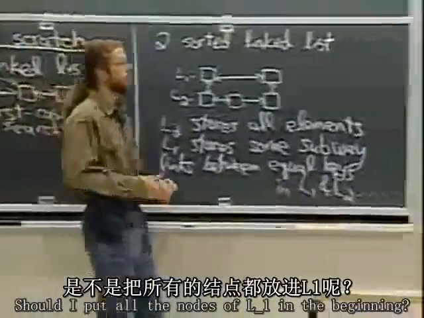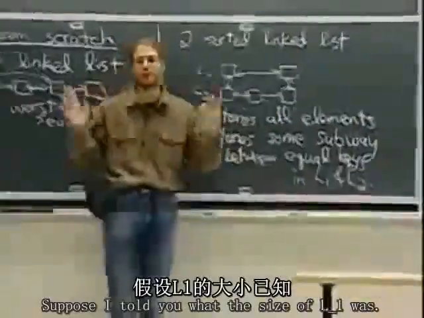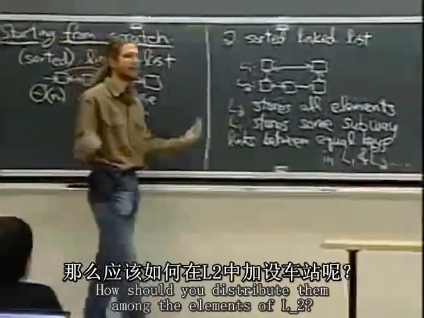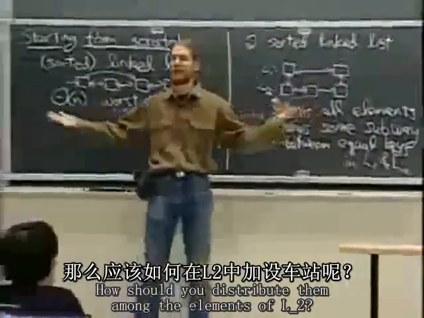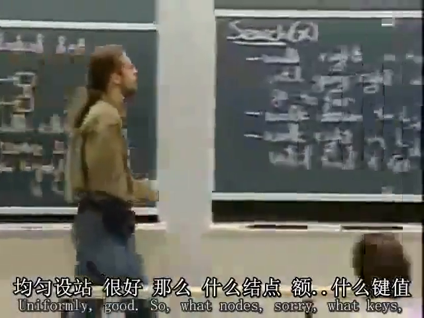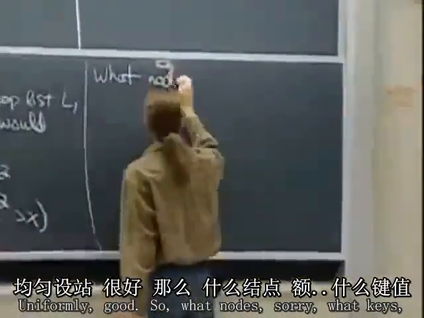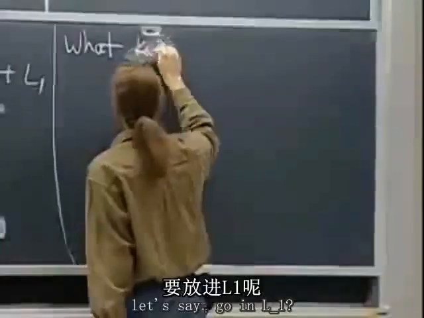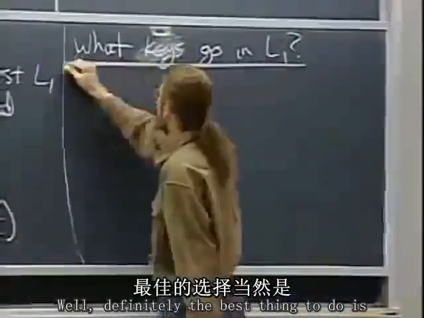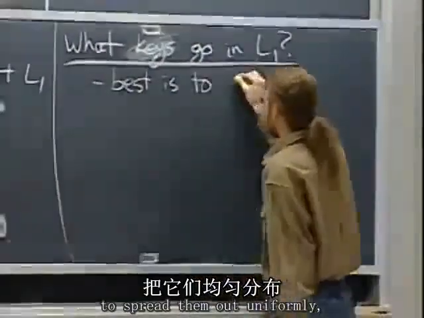Should I put all the nodes of L1 in the beginning? Okay, it's some strict subset. Suppose I told you what the size of L1 was. I can tell you I can afford to build this many express stops. How should you distribute them among the elements of L2? Uniformly, good. So what nodes, what keys, let's say, go in L1? Well, definitely the best thing to do is to spread them out uniformly.